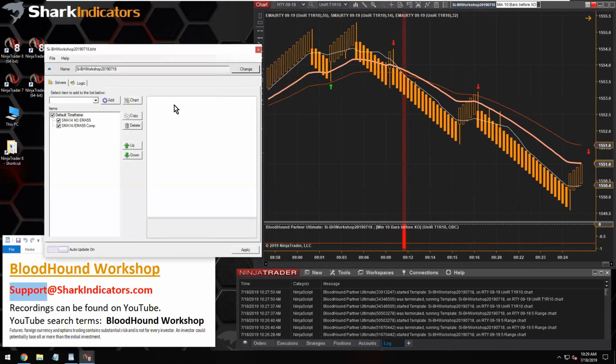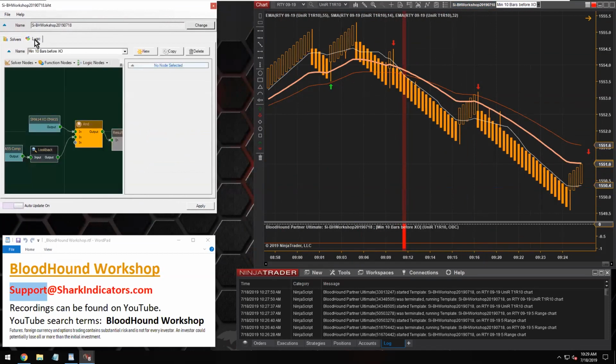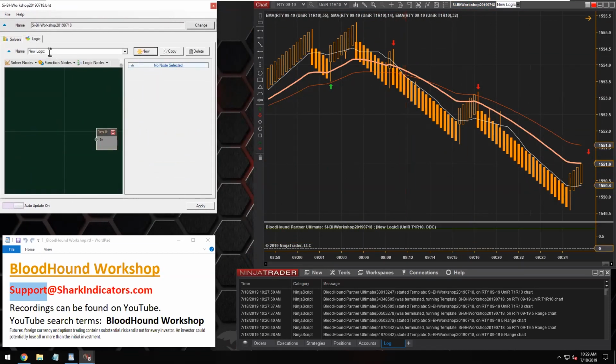Okay, we'll get BloodHound open and switch over to the logic tab, and I'm going to make a new logic template here. Let's see what to call this. Something like that. All right, so we're looking for the reversal bar wick to hit the EMA. I think the easiest solver to make first is the solver that's looking at the EMA to make sure it's got a certain amount of slope on it. That'll be the easiest one to set up first.